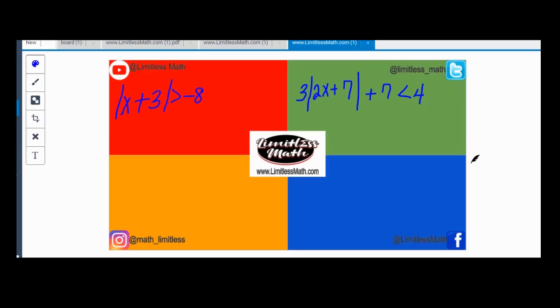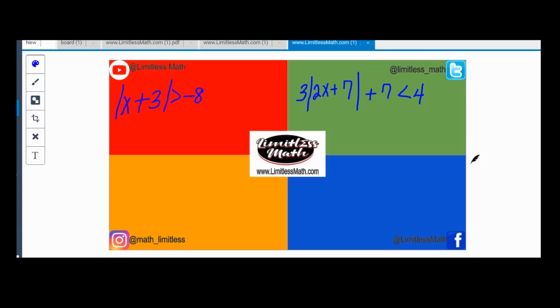Absolute value is the distance from 0. That's why we always get a positive number when we find the absolute value, because distance is always positive, right? So negative 5 is 5 spaces away from 0. That's why the absolute value of negative 5 is positive 5. And positive 5 is also 5 spaces from 0, so it's positive 5 as well.